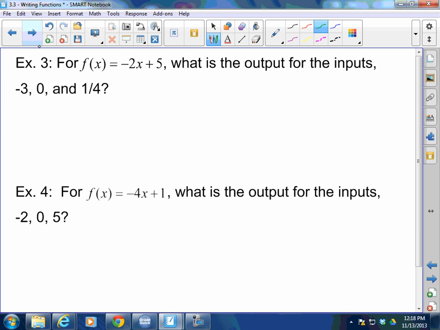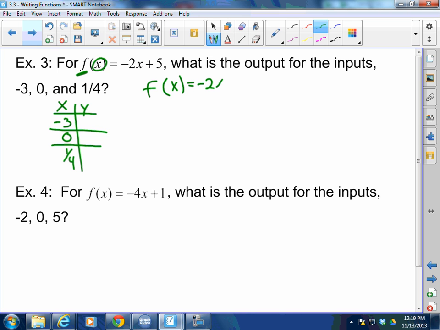Thank you. Now let's put it into play. For function f of x, remember this is function f with independent variable x, equals negative 2x plus 5. What is the output for the inputs negative 3, 0, and 1/4? Basically, you could do this several ways. This is what I like to do. I know that my x's are going to be negative 3, 0, and 1/4, right?